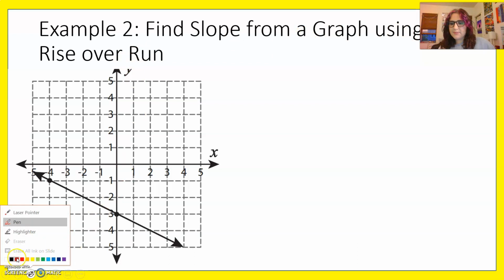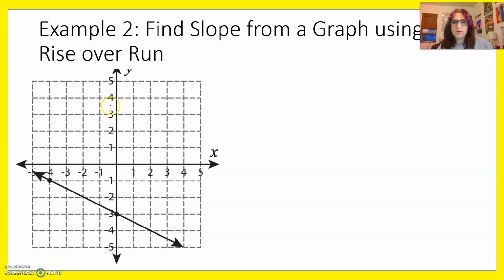So the first thing I'm going to notice with this is I have a negative slope. My line is going from increasing to decreasing. So this is a negative slope. So I know right away that my slope should be negative. So let's go and do our rise over run. So we want to get from this point to this point.